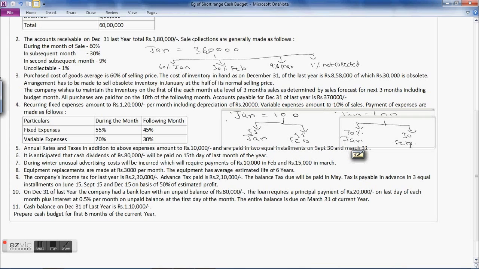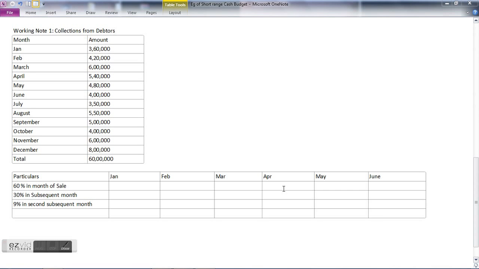Then the cash balance on December 31st is given as 1,10,000. Prepare the cash budget for the first 6 months. Before preparing the cash budget, we will first see the collection from the debtors. We will prepare all the working notes and then finally prepare the monthly cash budget statement. So the first working note is collection from the debtors.